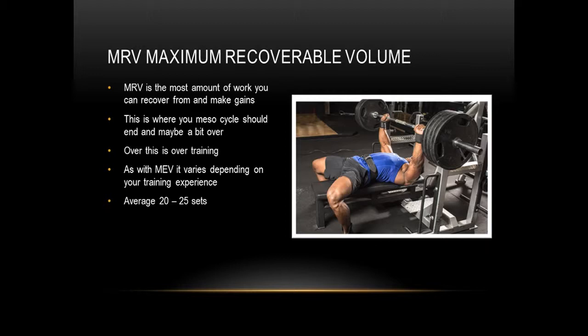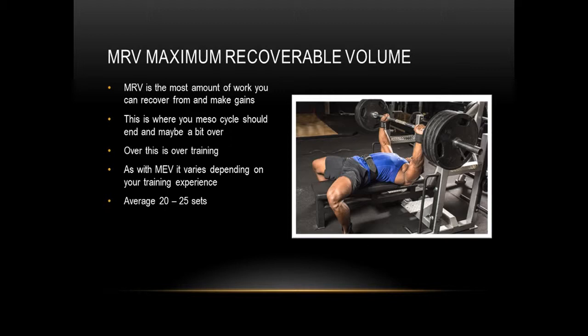So anything above your MRV, or anything above your maximum recoverable volume, is overtraining. Now you notice in the terminology list I put there overreaching, which is functionally going over your MRV in order to create some kind of slingshot event, where you pull back the elastic so far, and just before it breaks you let it go and you slingshot forward. That is another more complicated topic we'll get into another session, but just stick to your MRV. So your MRV is around 20 to 25 sets for most people.